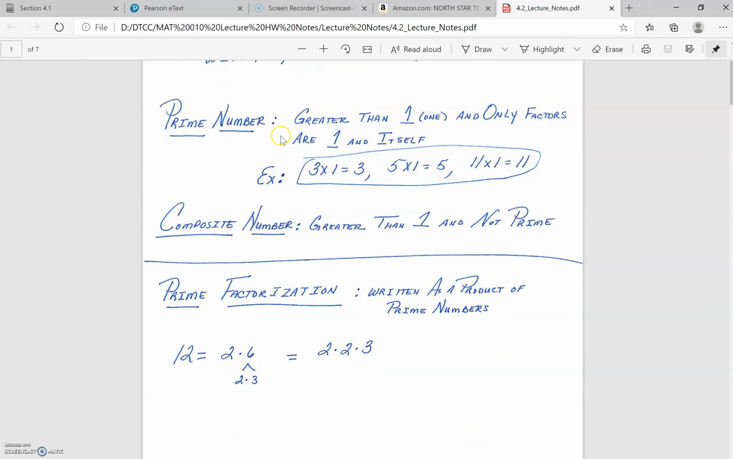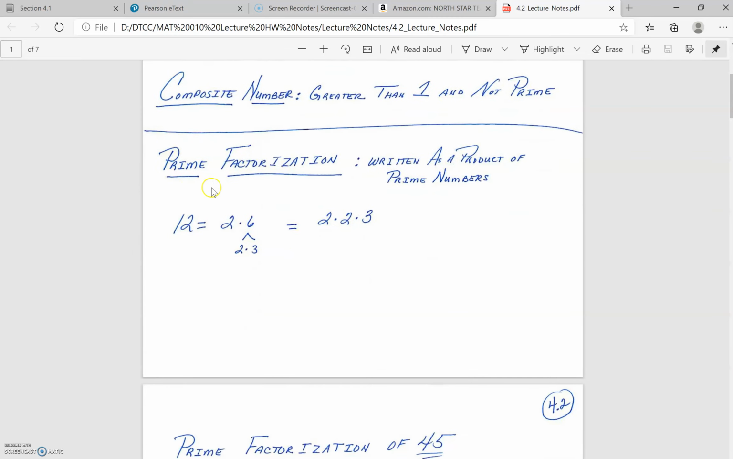So a prime number is anything that's greater than 1, and the only factors, the two numbers multiplied together, are 1 and itself. Example, 3. You can't break 3 down any other way. Like 6, you can break it down as 2 times 3. But 3, you can only break it down as 3 times 1. 5, you can only break it down as 5 times 1. So these are prime numbers. Everything else is a composite number.